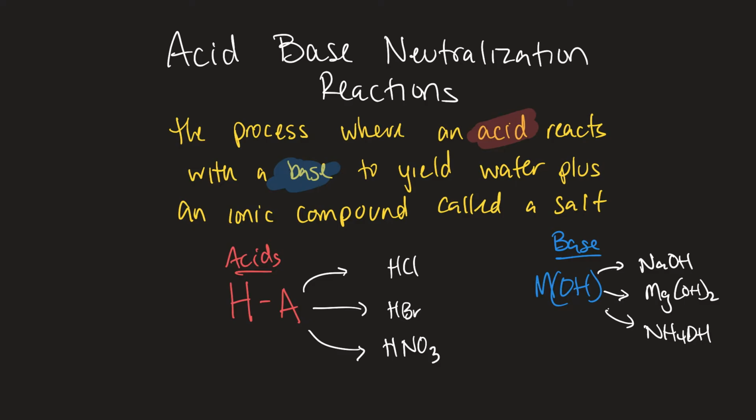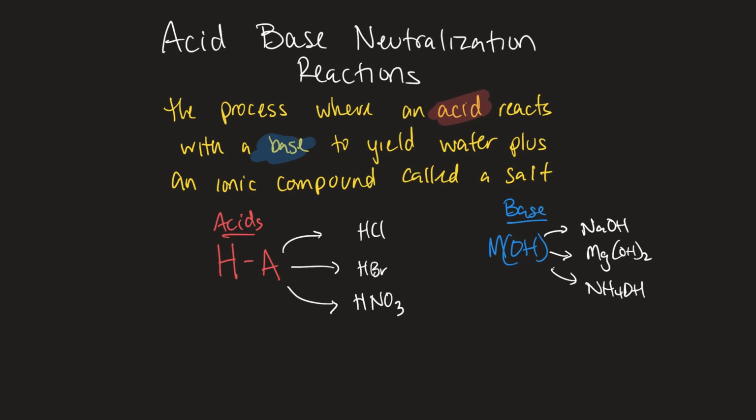So in an acid-base neutralization, you have an acid that reacts with the base, and ultimately the H of the acid is going to bond with the OH of the base to make water. So H reacts with OH to make H2O. And then what happens to the other ones? Well, the anion and the cation are going to bond to make this ionic compound, which we simply will call a salt.